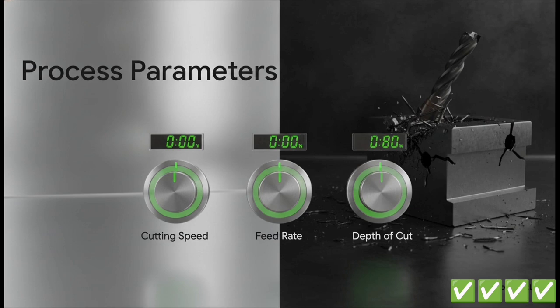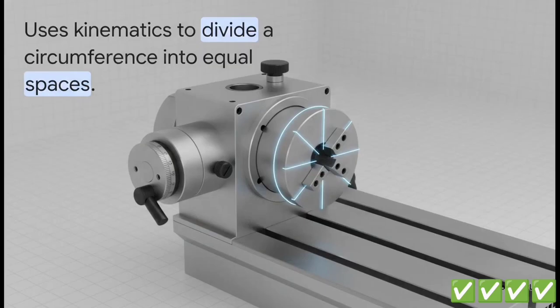Now there's one specific accessory I just have to mention: the indexing head mechanism. This thing is an absolutely brilliant kinematic trick. It mounts directly to the table and holds the workpiece, using internal gear ratios, either simple or differential kinematics, to rotate the part by incredibly precise fractions of a degree. Why on earth do you need this? Well, if you're cutting the teeth of a gear, for example, you have to divide the circumference of that steel blank into exact, mathematically perfect equal spaces. It's a real game changer.